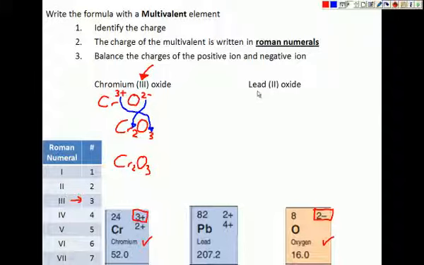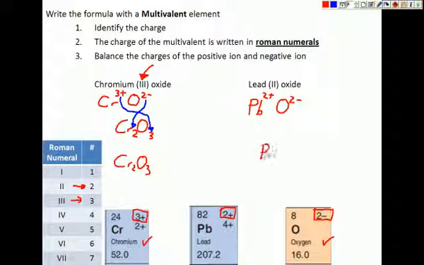Now let's take a look at lead. Again, we do not know which ion is being used for lead. There are 2 of them here, but it says 2 right here. So we know that the 2 plus ion is used, so we can write that here.